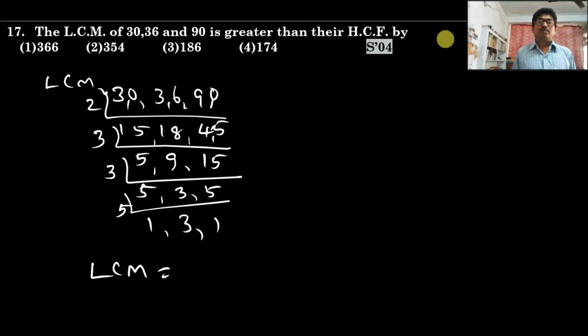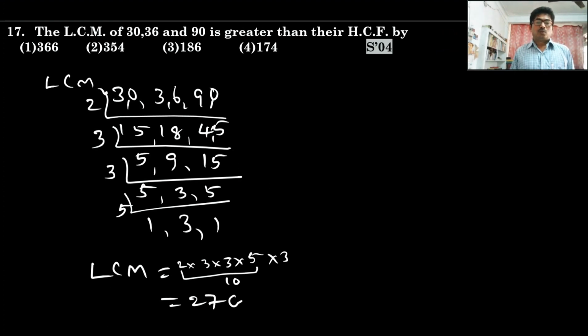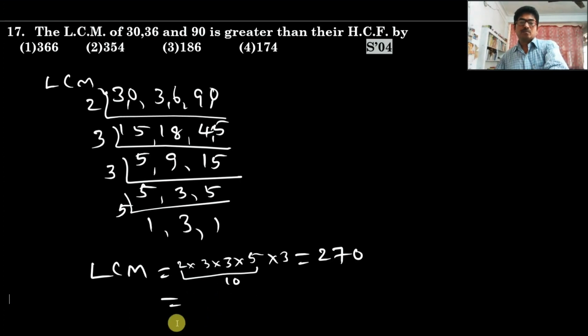So the LCM of these numbers is 2 into 3 into 3 into 5 into 3. So 2 into 5 is 10, 3 3s are 9, 9 3s are 27, 270. The LCM of these numbers is 270. 270 is the LCM. Now we have to find the HCF.